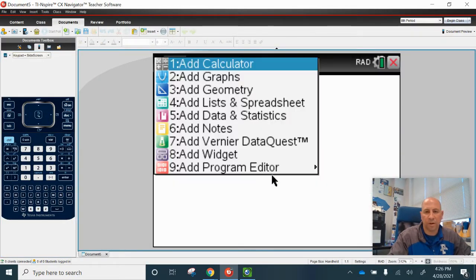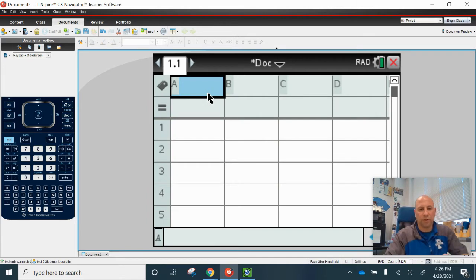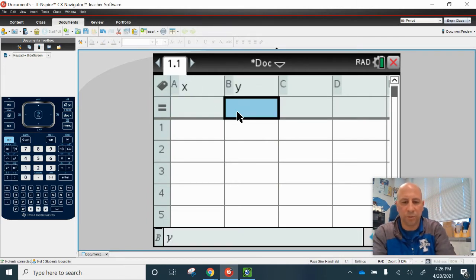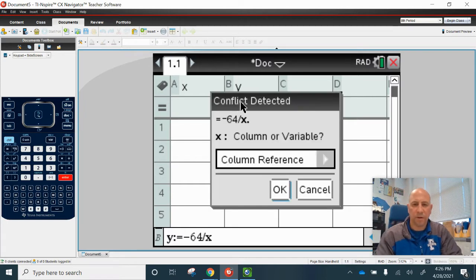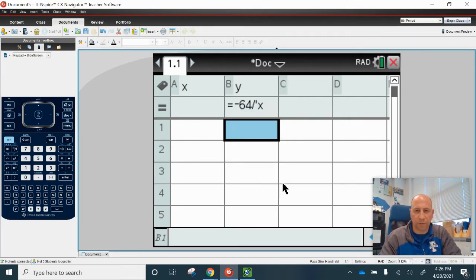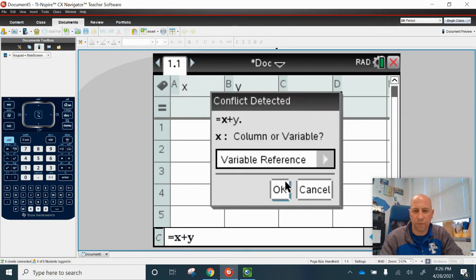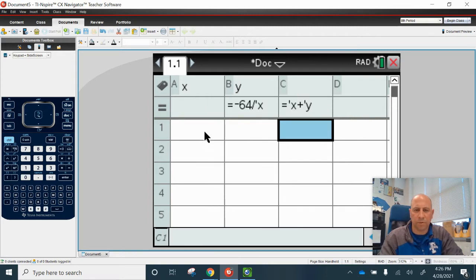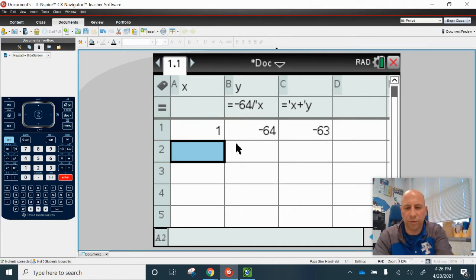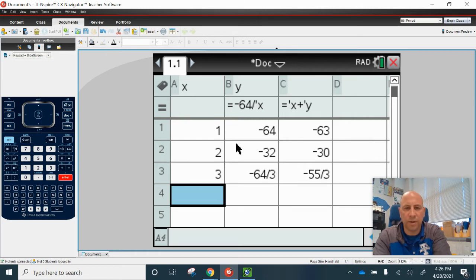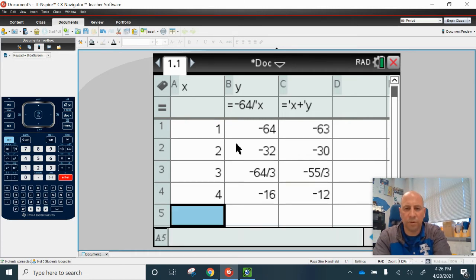So new document, no, add lists and spreadsheet. So we're going to call this x, call this y. We're going to do negative 64 divided by x. We want to call that a variable reference, press OK. And we want to find out what x plus y is. And again, we're going to call each of those variable references. Okay, so now 1. We're always going to be good here at negative 64, but we're trying to find negative 12 here. So 2, 3, 4. This works because these two multiply to give you negative 64, and they combine to be negative 12.